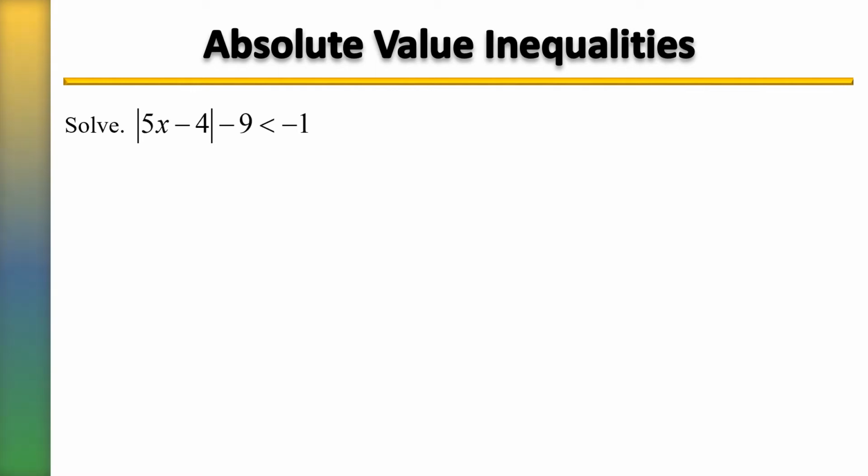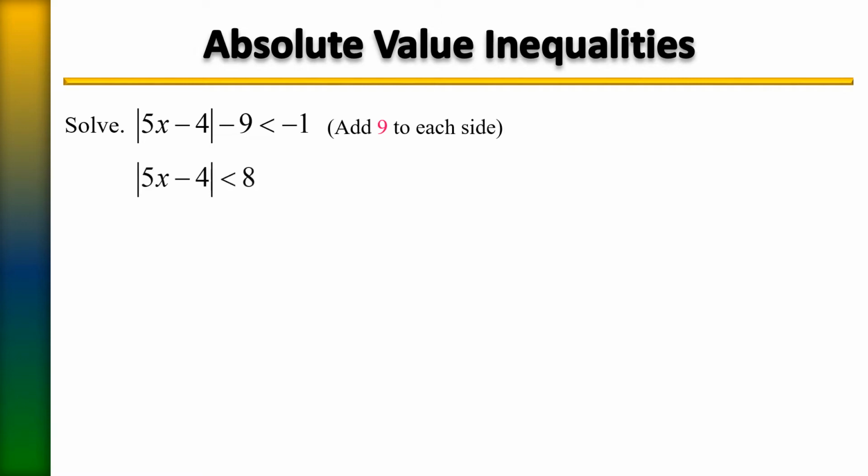In this example, we're asked to solve this absolute value inequality. So the first thing we need to do to isolate the absolute value symbol is to add 9 to each side, because remember, if you're going to use the absolute value, it needs to be on the side by itself. So now that we've added 9 to each side, we now have the absolute value isolated, as it should be.